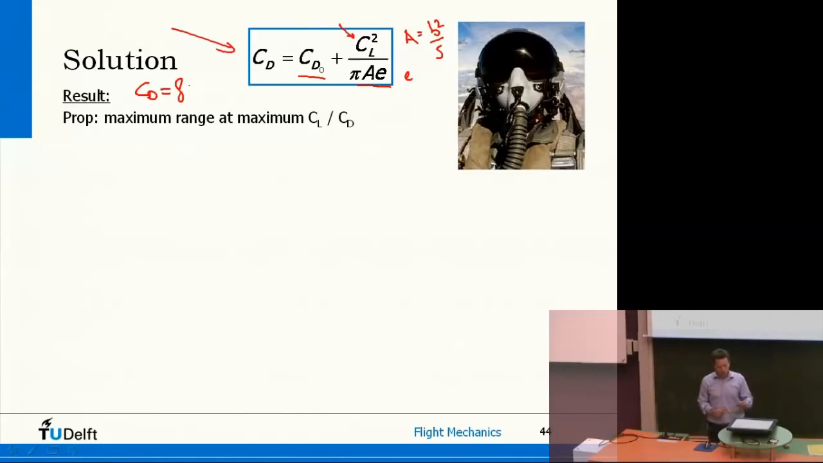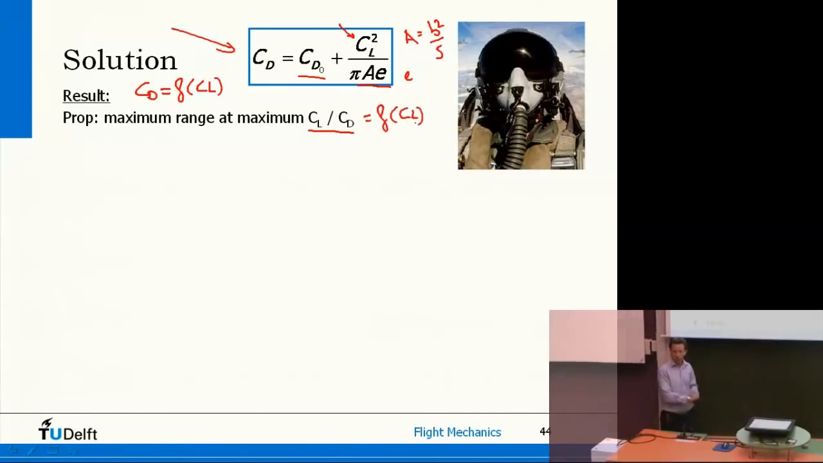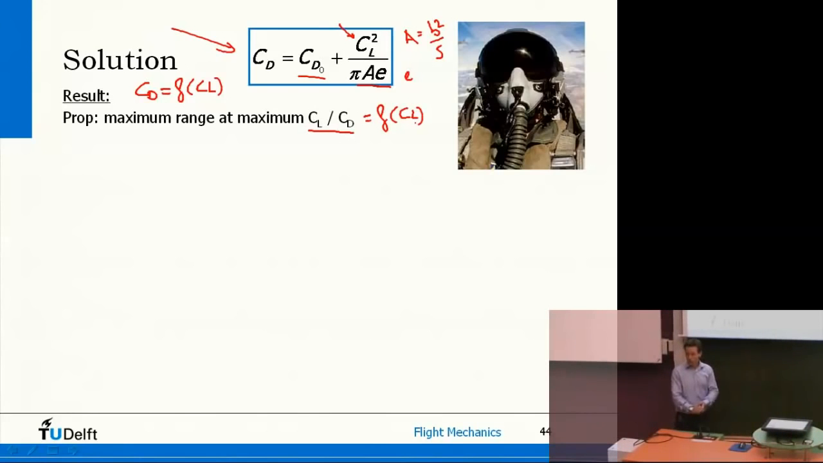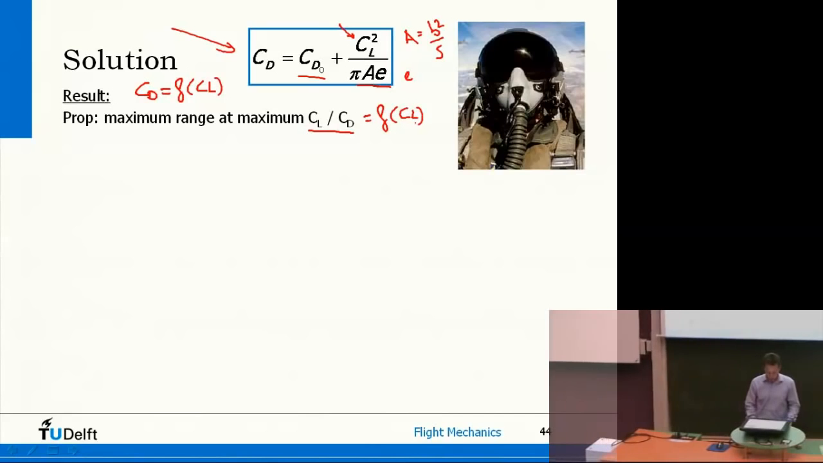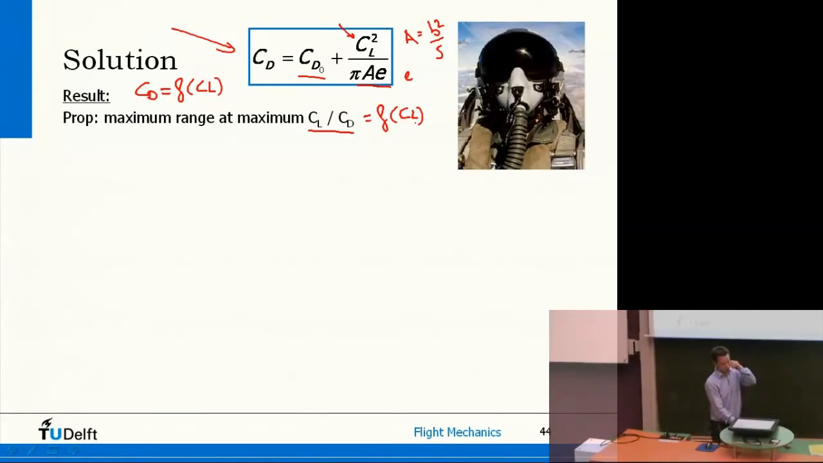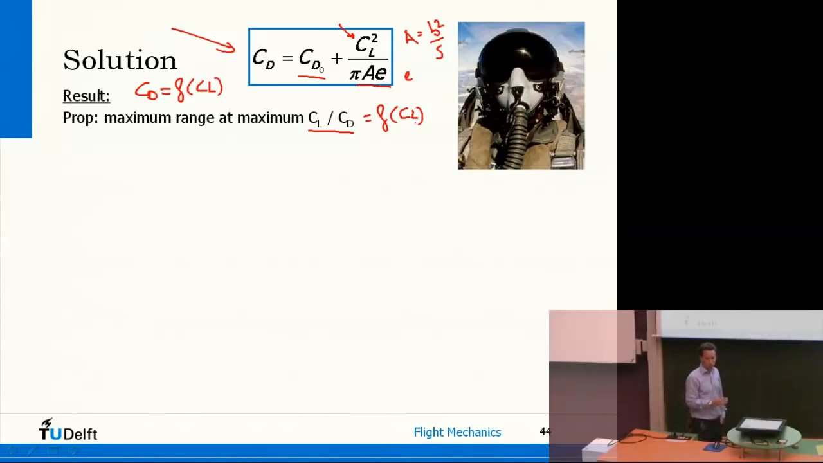So if we want to find the maximum CL over CD, then this in fact is also just a function of CL. So what I'm going to do is I'm going to say I have one function, one variable. If I take the derivative of this function and I say it's equal to 0, then I find the maximum. So basic mathematics. So what you see here, I say drag coefficient is a function of CL. That's similar to saying y is a function of x.